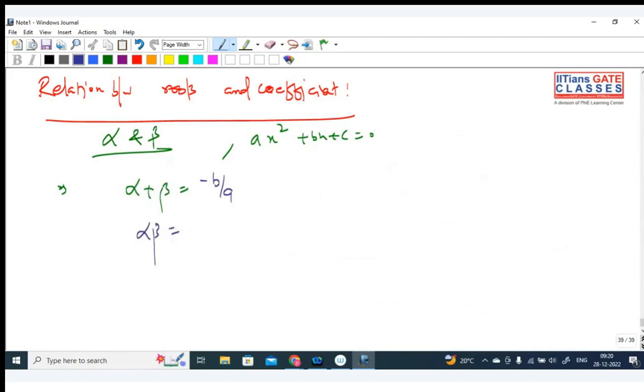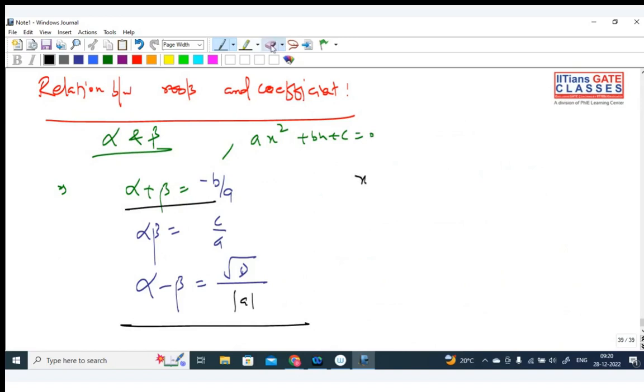And if somebody is asking what is alpha minus beta, we get confused how to find this. What you can do is, alpha minus beta is going to be the discriminant upon mod of a. How to find these things: suppose for alpha plus beta, you can just take alpha as minus b plus under root something, and so on. These are things which you can prove also. So please keep in mind, alpha minus beta equals under root D over a.